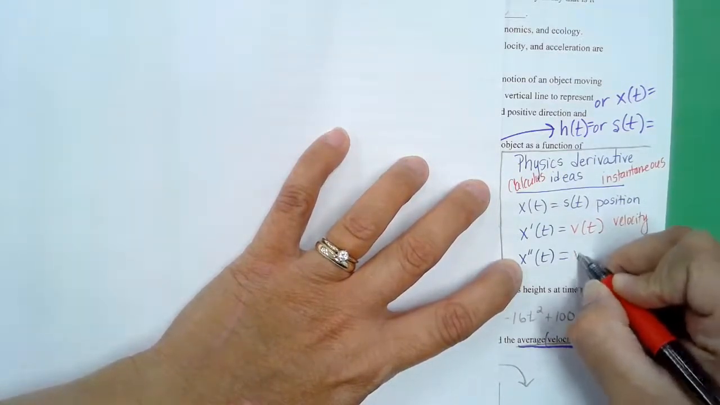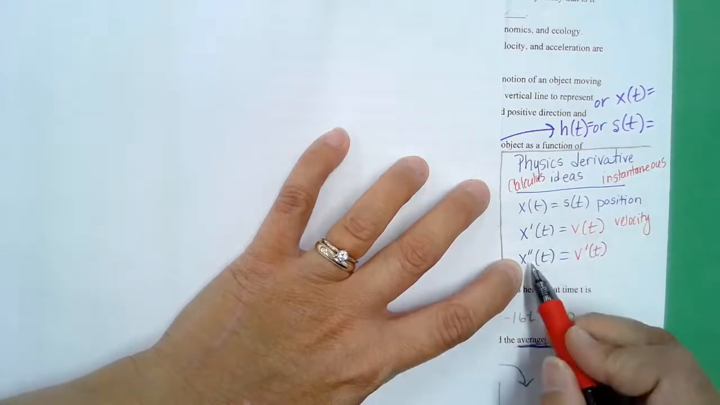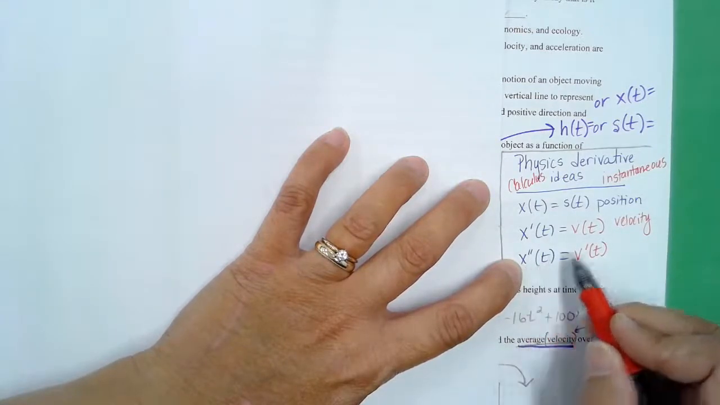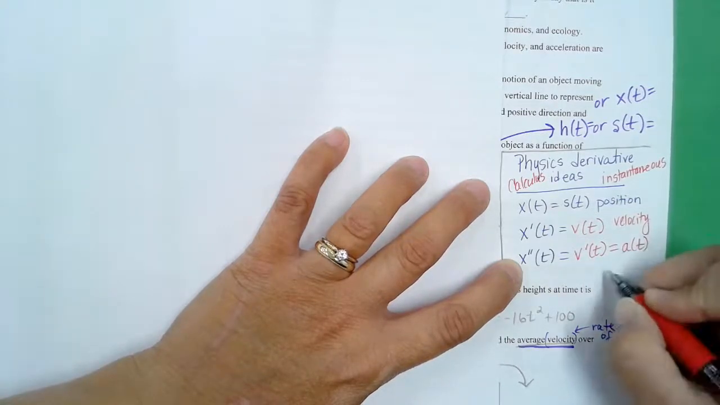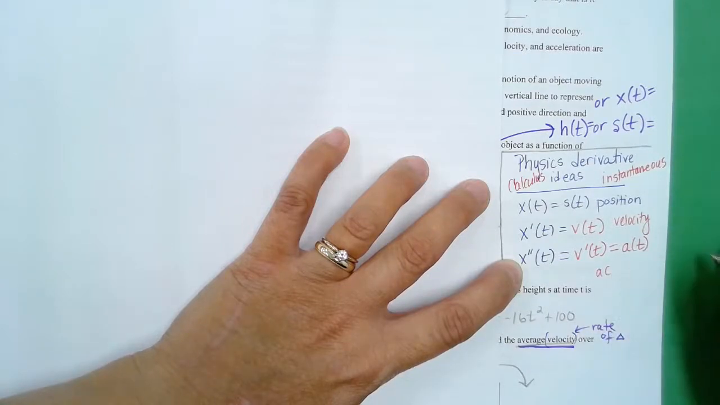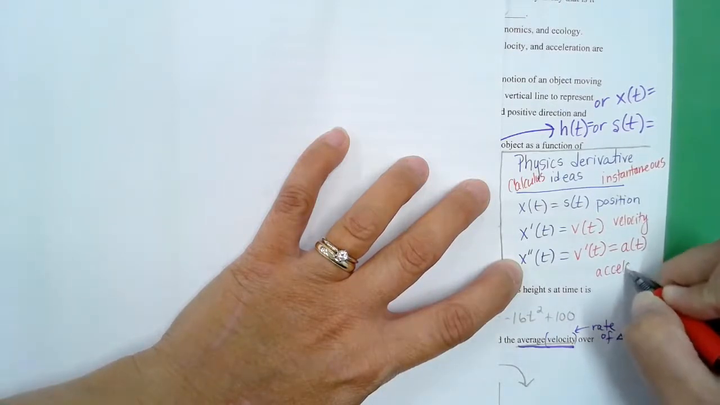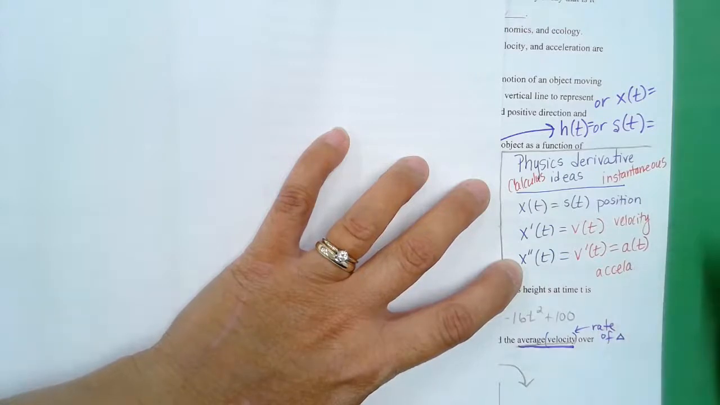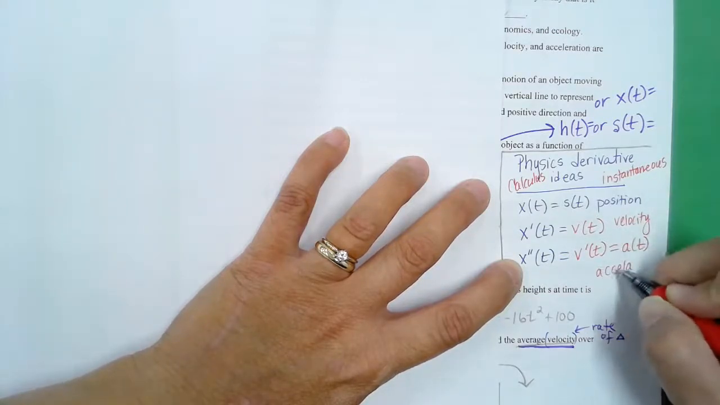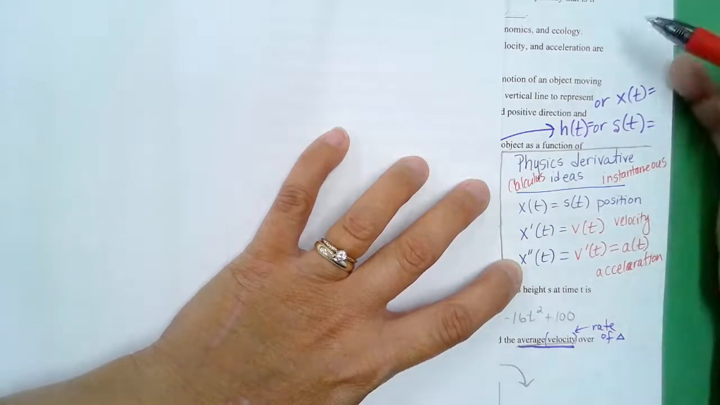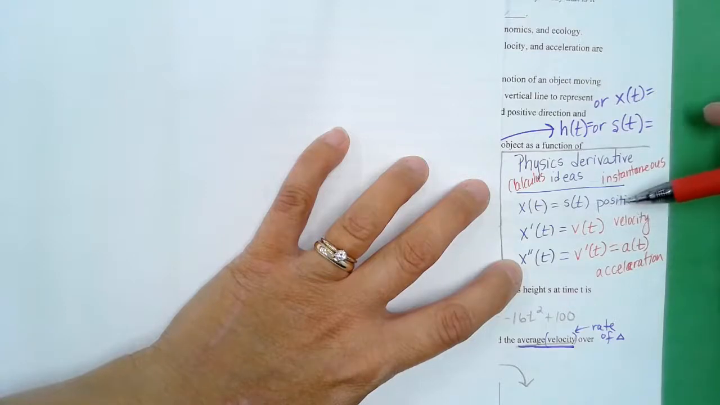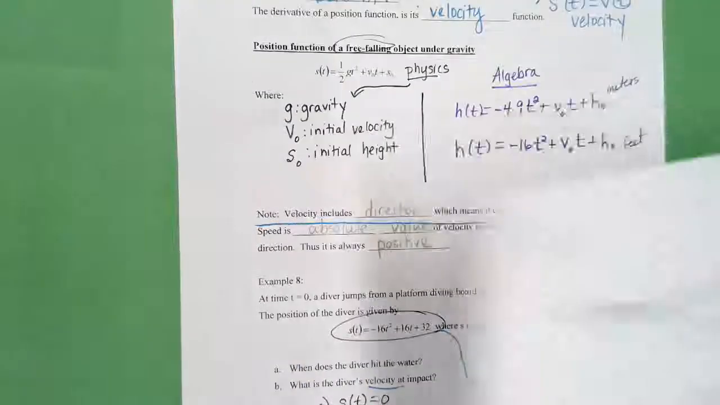The second derivative of position, which is the first derivative of velocity, is acceleration, which hopefully makes sense to you as well. So the rate at which velocity changes over time is acceleration. Okay, so we go from position to velocity to acceleration. Moving on to the next page.